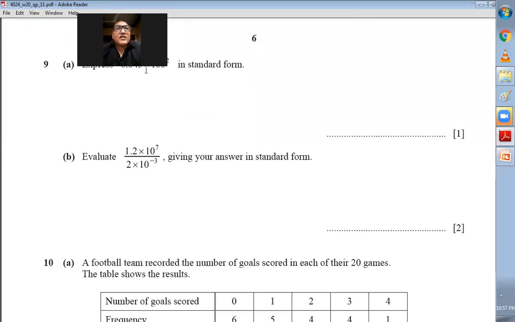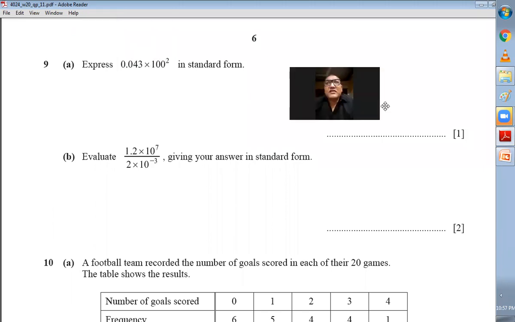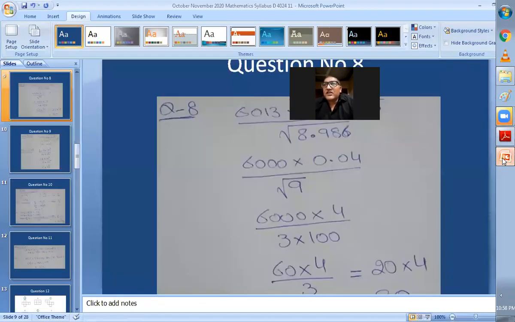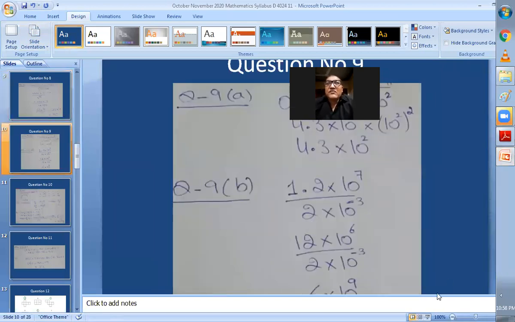Okay, so now on your screen we have question number 9a part. You have 0.043 into 10 raised to power 2 squared. 0.043 multiply 100 square. Write it in the standard form. It's a 1 mark question. Let me show you my work, and then we will see.